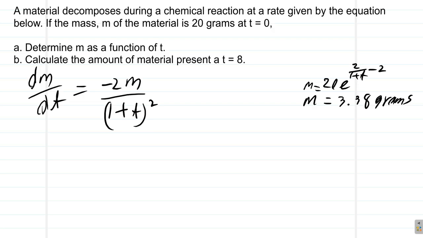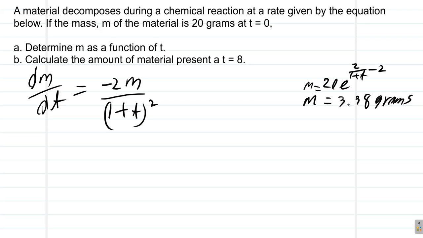A material decomposes during a chemical reaction at a rate given by the equation below. If the mass m of the material is 20 grams at t equals 0, A, determine m as a function of t, and B, calculate the amount of material present at t equals 8. Here, that would be 8 seconds, alright?